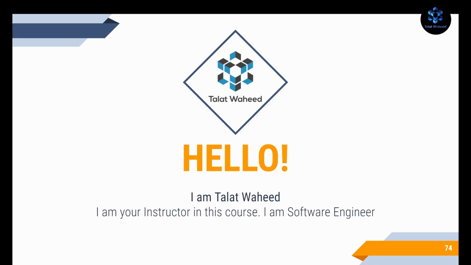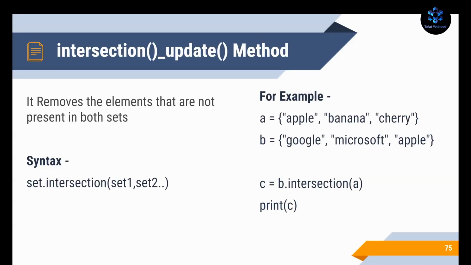In the previous video I told you about the intersection method. So today's topic is the intersection update method. It removes the elements that are not present in both sets. Okay, so here is the syntax: set.intersection_update(set1, set2).